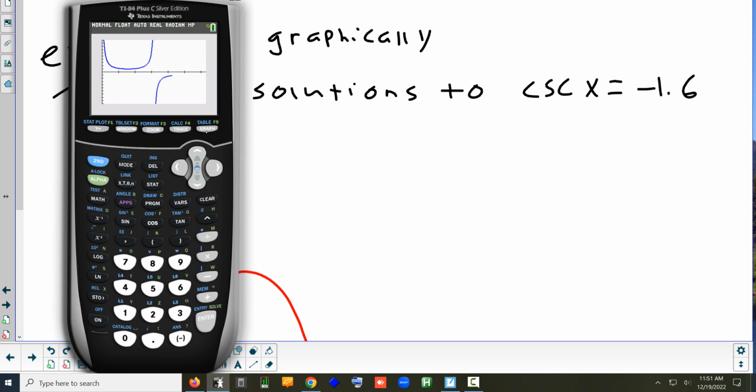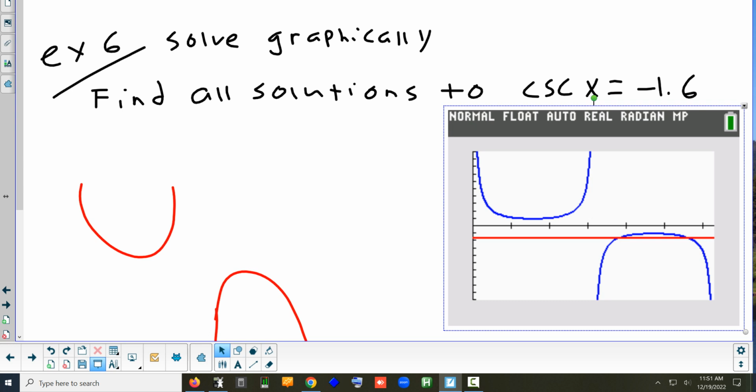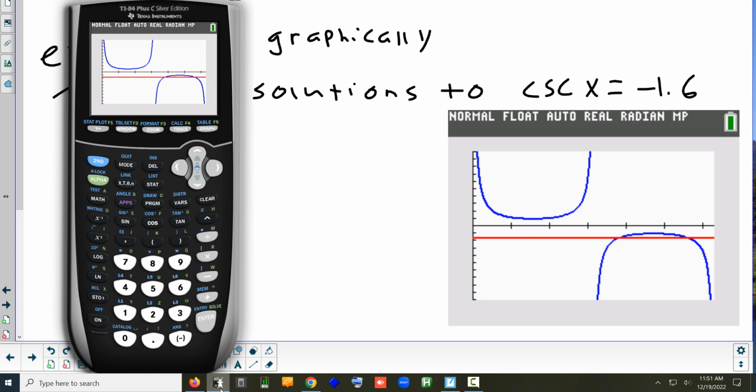We're going to have a horizontal line at negative 1.6. Okay, so there's our graph. And what do I need to do now? Find the intercept. So second calc intersect. So sometimes you might go off the screen because it's in two pieces. If you're on the top piece, just hold right until you get to the bottom piece. Okay, I'll do the one on the left. If somebody gets the one on the right, that would be good.